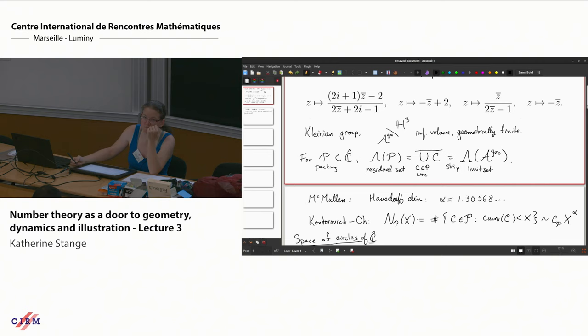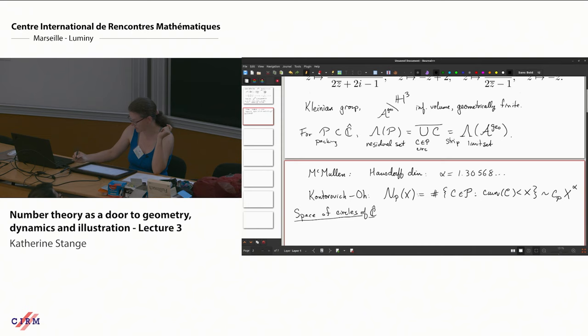Yeah, they give an error term. For this, what she's talking about here is this growth. So this says asymptotic, but you can get an error term.